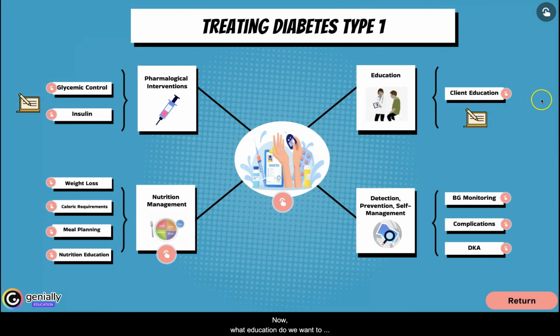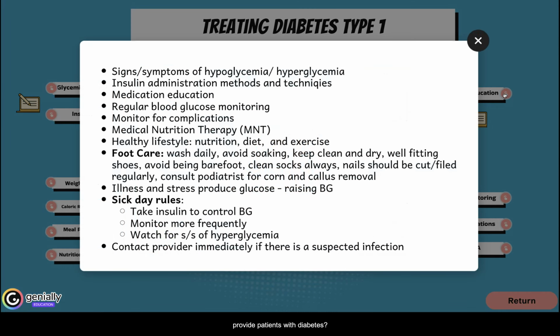Now, what education do we want to provide patients with diabetes? We want to teach type 1 diabetes, signs and symptoms of hypo and hyperglycemia, how to administer insulin, right? The methods and the techniques, medication education, regular blood glucose monitoring, monitor for complications. We talked about the complications of insulin, medical nutrition therapy, their medications, their nutrition. We need to provide them with that information. Healthy lifestyle, nutrition, diet, and exercise.